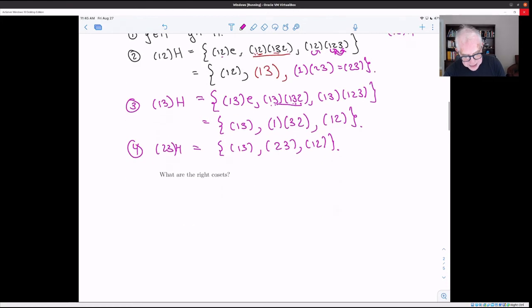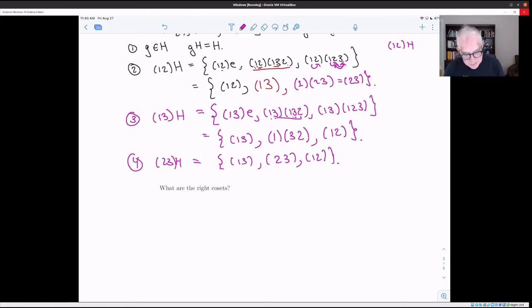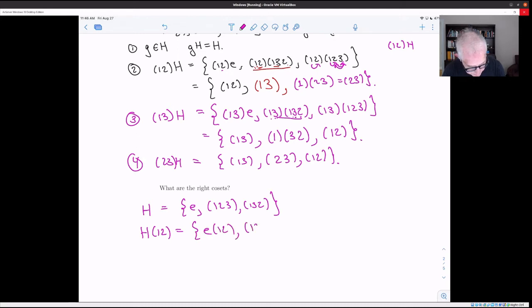What about the right cosets? This group isn't abelian, so we have to worry about the difference between the left and right cosets. So again, we still have H. That is the same subgroup. But what happens if we multiply by (1 2) on the right? Well, we still have (1 2).